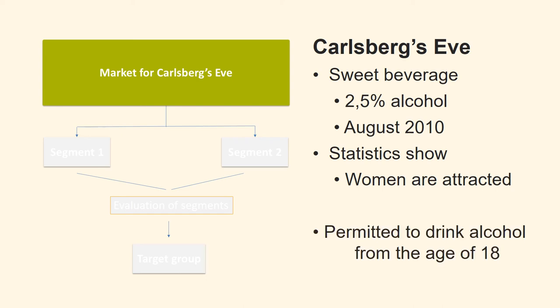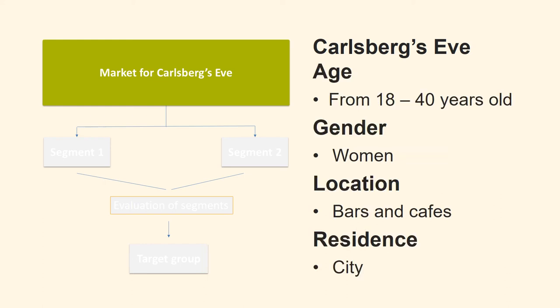Both sexes are permitted to drink alcohol from the age of 18 in Denmark. The age range is from 18 years old and up to 40 years old. Carlsberg has planned to introduce Eve in bars and cafes. The women are residents of the cities, as bars and cafes are located in the city.